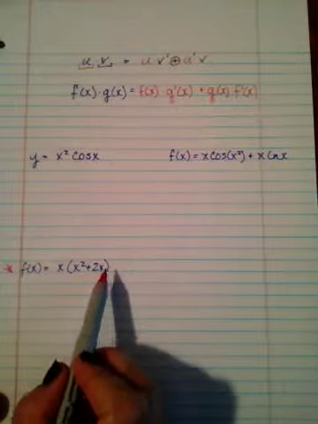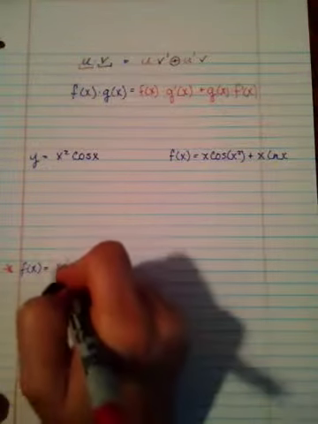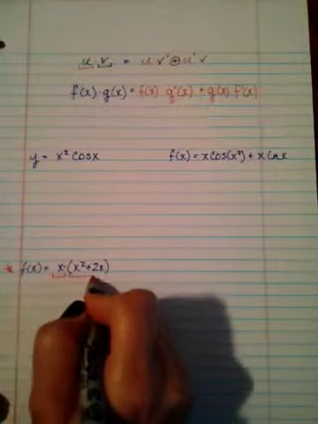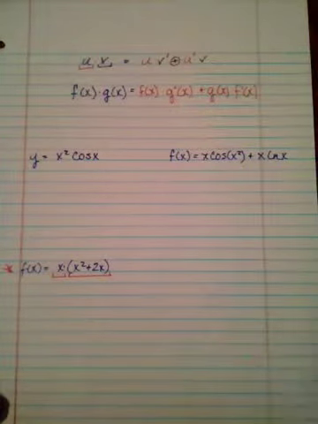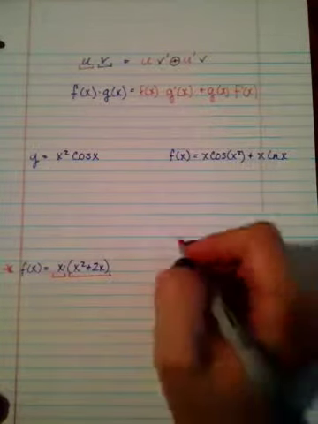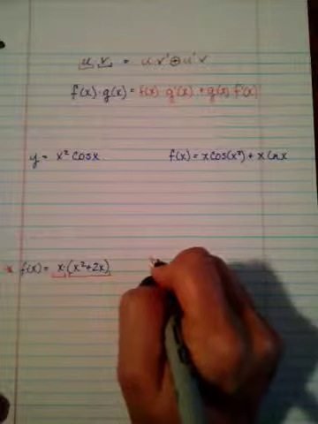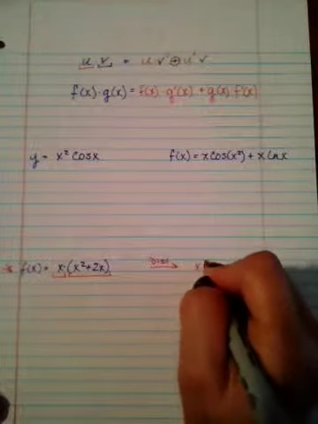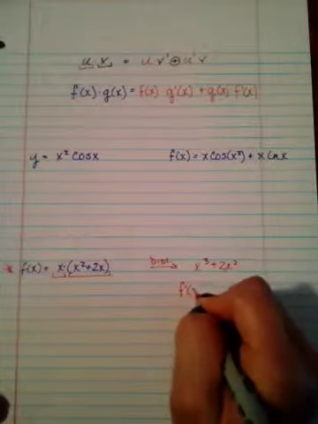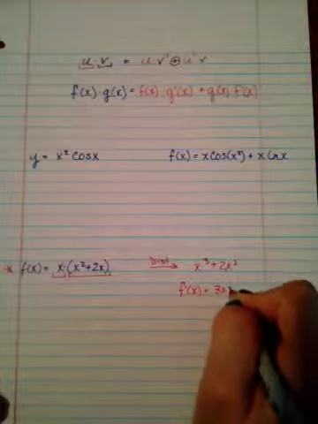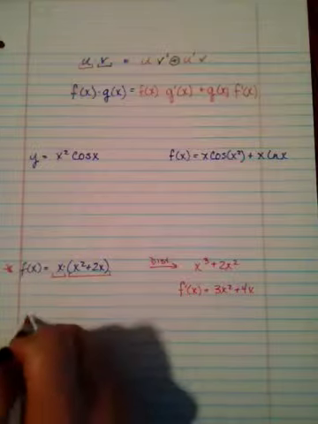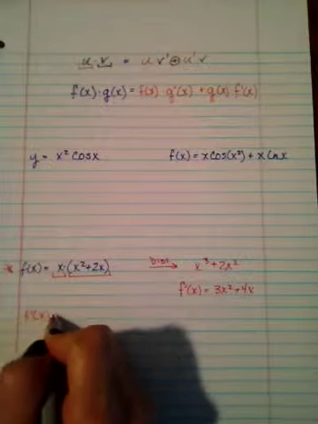So you can use the product rule here because I clearly have two functions multiplied. I have x times x squared plus 2x. I have a first function and I have a second function. The question is, do I need to do it? Well, no, because I can distribute this x into the parentheses, and if I just distribute, I would get x cubed plus 2x squared. So my derivative would be f prime of x equals 3x squared plus 4x.